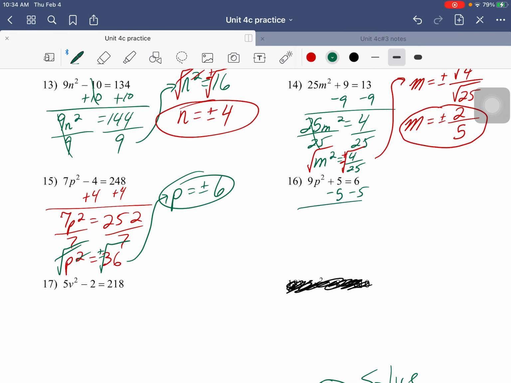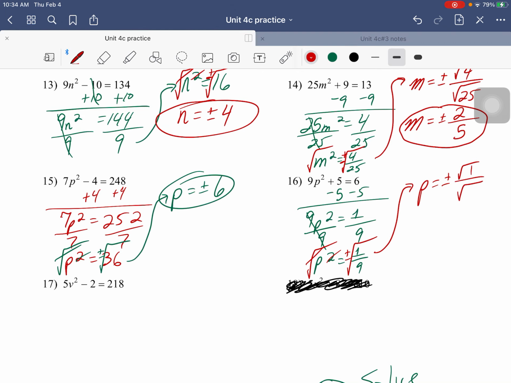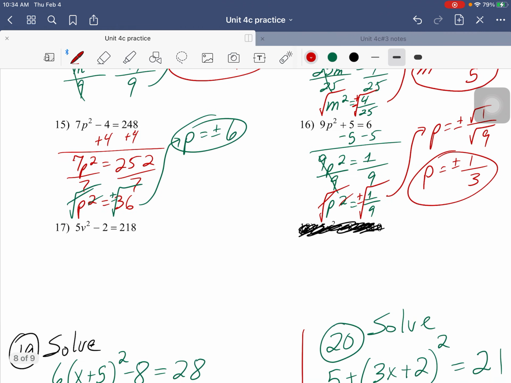All right, number 16, we subtract 5. Divide by 9. Here we got a fraction, 1/9. That doesn't exactly work out to a whole number, it's a fraction, and we can't simplify it. But we still can square root. This is very similar to number 14. When you square root, you get positive, negative. Square root of 1 over square root of 9. Square root of 1 is 1. Square root of 9 is 3. So you have plus minus 1/3. You have a positive 1/3 and a negative 1/3.